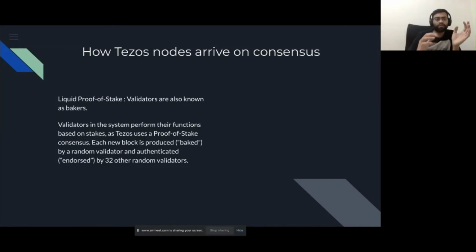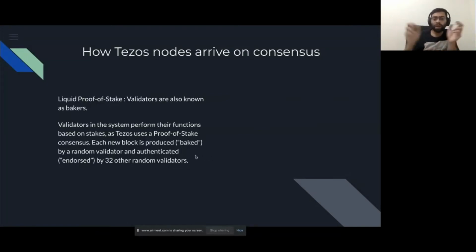where all the validators stake in some funds, some Tezos that they own. They stake that into the system to validate blocks and to create blocks. So they're known as bakers. They bake blocks. That's how Tezos calls it.